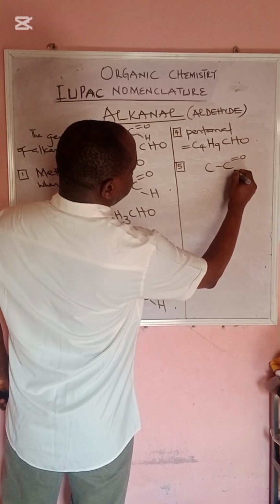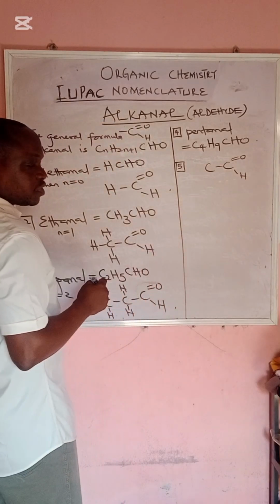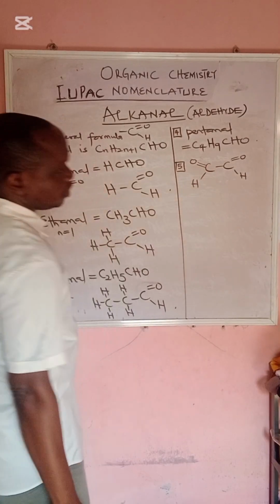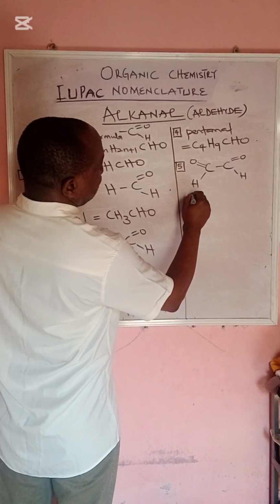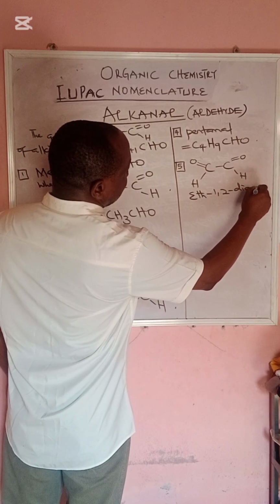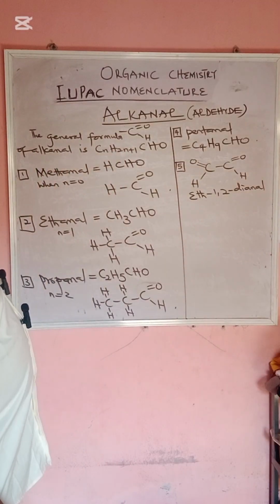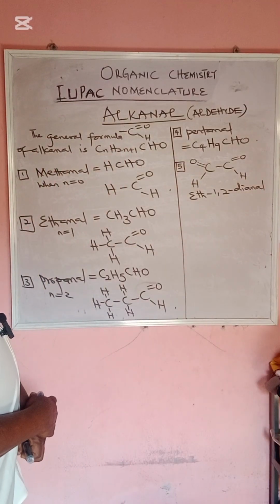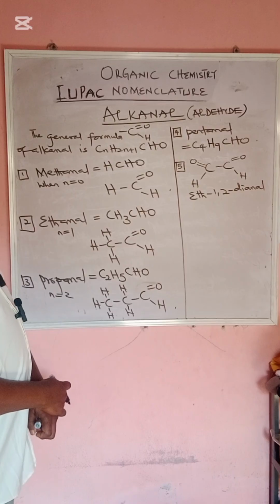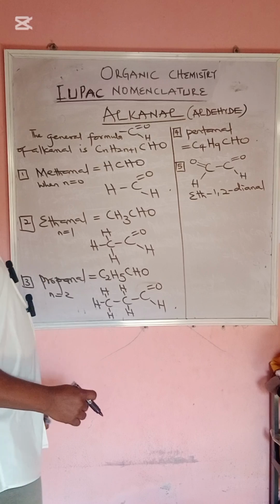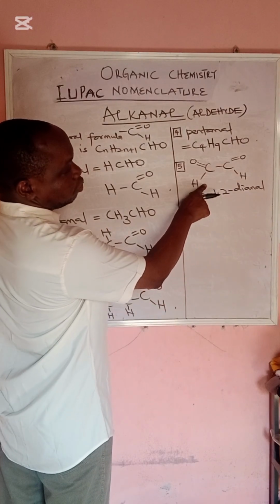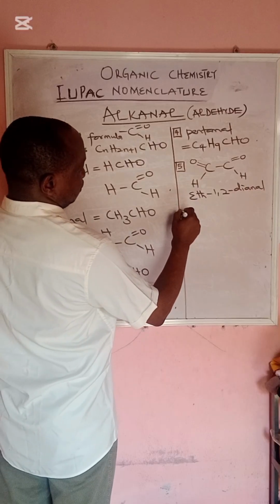We have one here, we have another one here. So this one will be 1,2-diol. The 'di' there is 2. So ethane-1,2-diol. The ol is on carbon 1, another one on carbon 2. That is what we have.